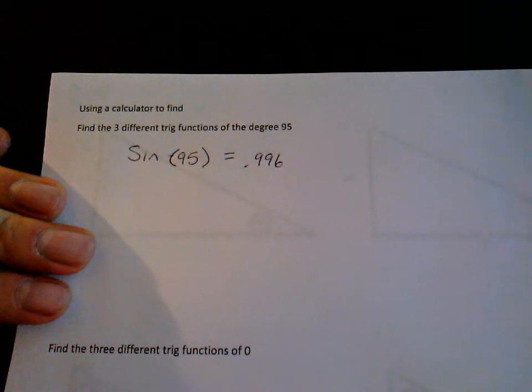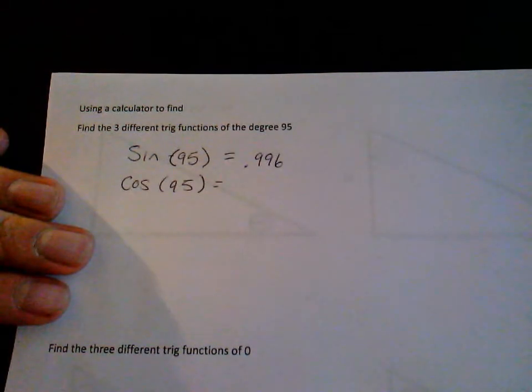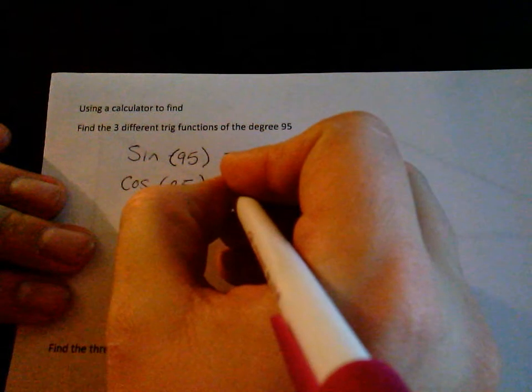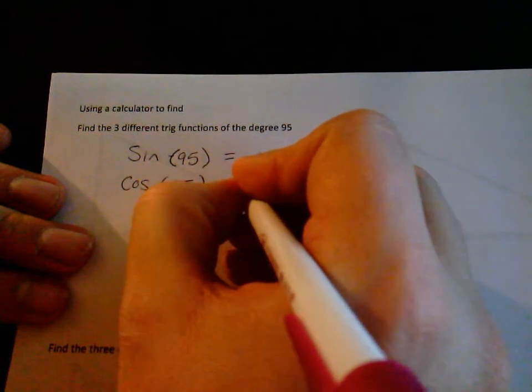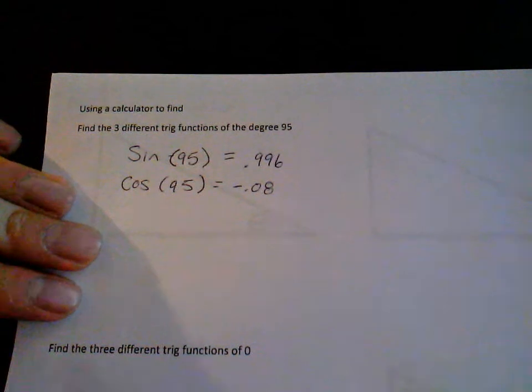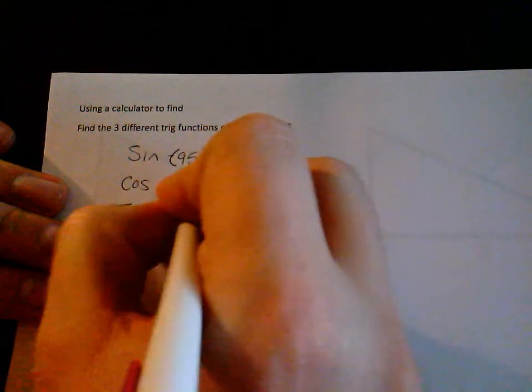Let's do the same with cosine. Cosine of 95. So you just press cosine and then you press 95. Should get negative 0.087. Finally, tangent of 95.